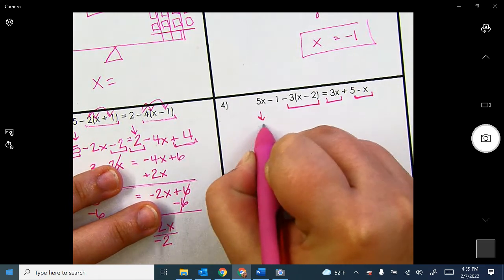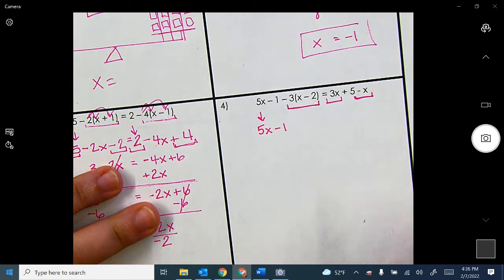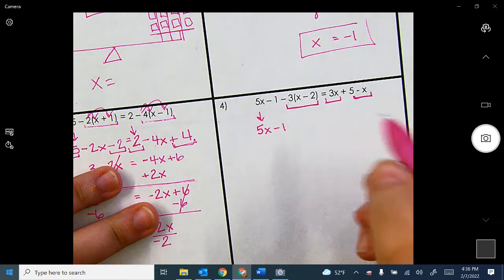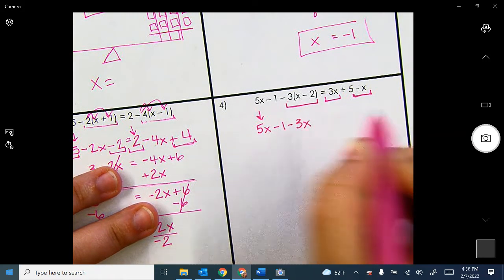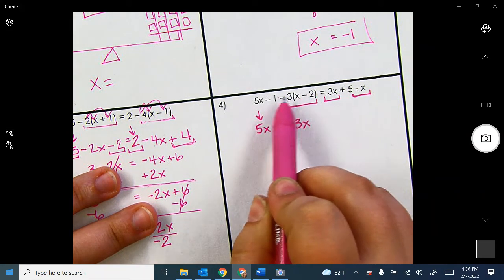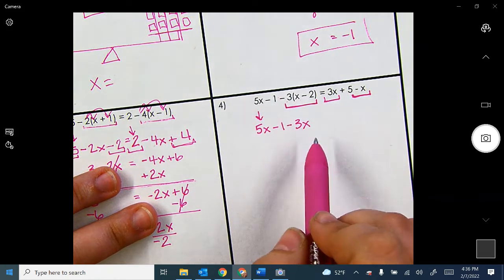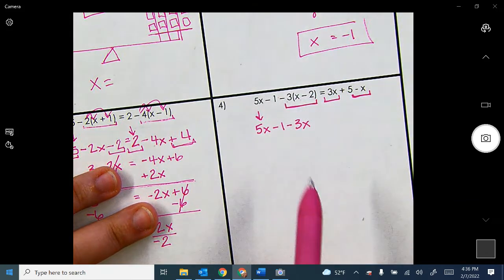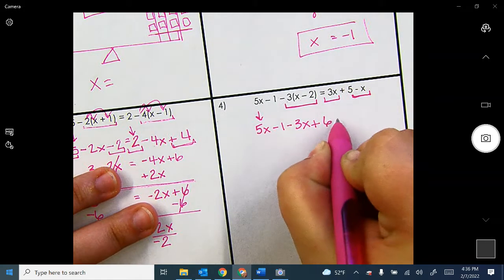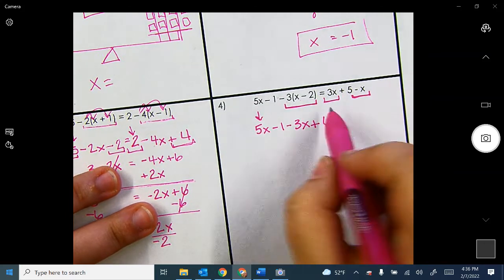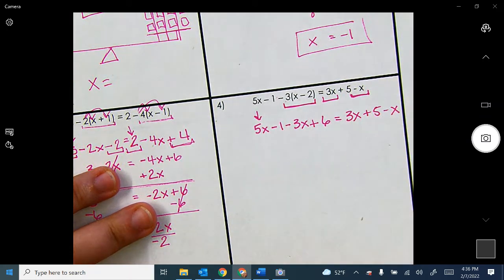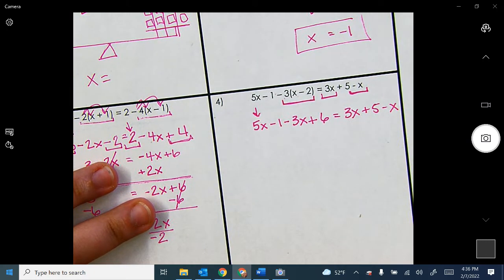I'll leave my 5x and my minus 1 the same, but now I have negative 3 times x, which means minus 3x. And then I have negative 3 times negative 2. So notice how I'm taking the sign of whatever's in front of that number. Okay, so negative 3 times negative 2 is positive 6. And that is equal to, let's just leave this as it is for right now, 3x plus 5 minus x. All right, so that was our distributive property.